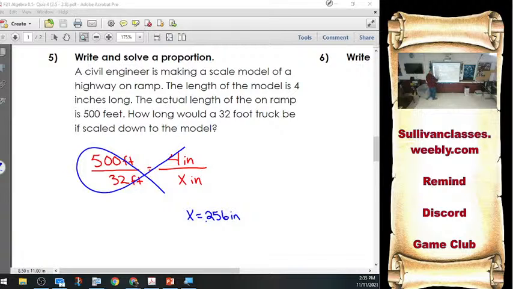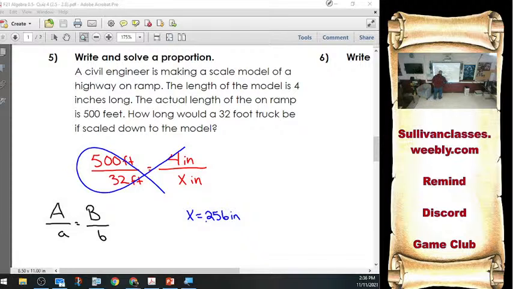Okay. The way that I always remembered these was big A is to little a as big B is to little b. That way I remember to compare the same type of thing. Thing A, thing B. Ramp, model. Okay? If it helps you, great. If not, don't.